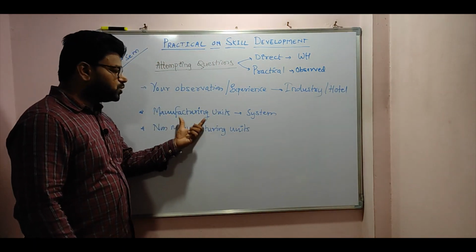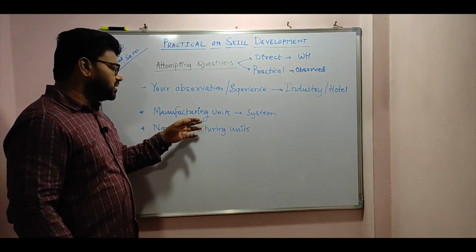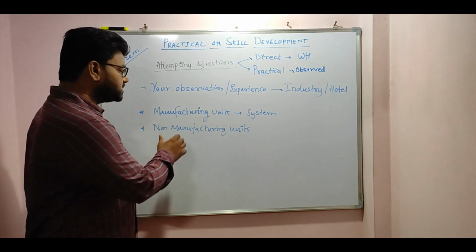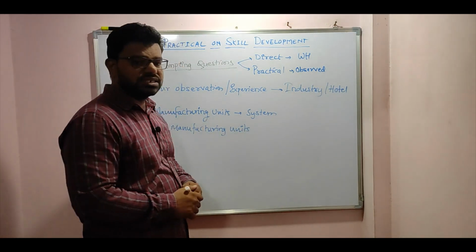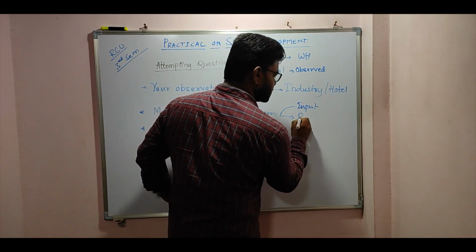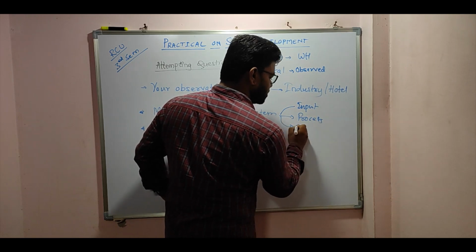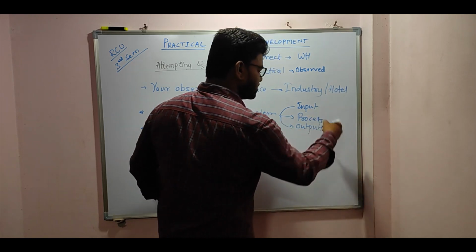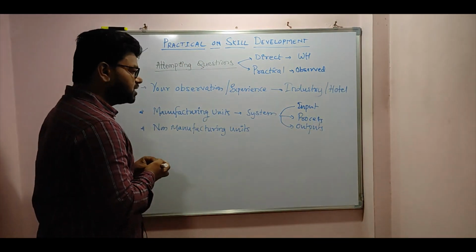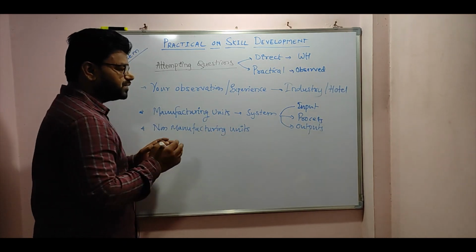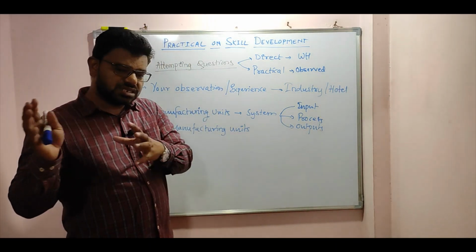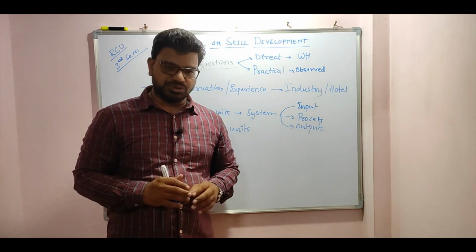Please understand, there are two broad classifications of industries. It can be a manufacturing unit or it can be a non-manufacturing unit, right? And in these manufacturing units we have something called a system. This system has input, this system has process, and this system also has outputs. This is the general thing in every kind of system. And what about non-manufacturing units? We do not have process over there, we have input and output. For example, a service industry has some inputs and will just give you output.